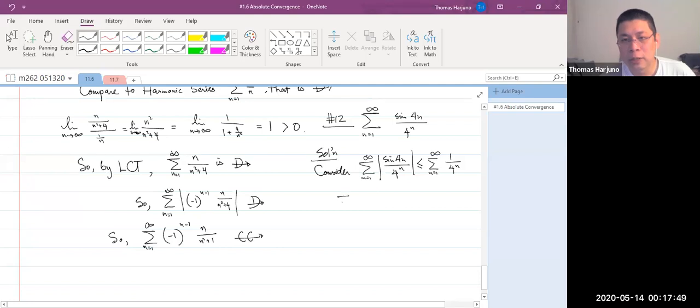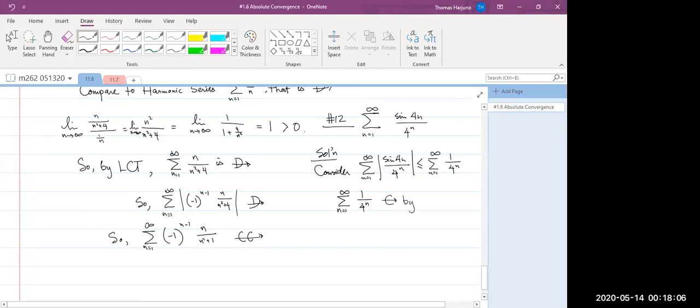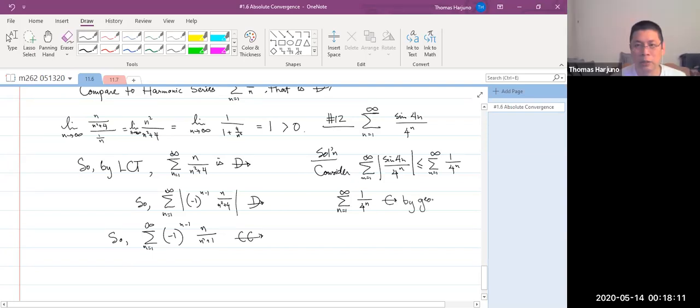Now then, this series 1 over 4 to the n, is it convergent or divergent? I hope you know why I picked that one. This is convergent because the absolute value of r is less than 1, by geometric series. The absolute value of r, which is equal to 1 over 4, is less than 1.